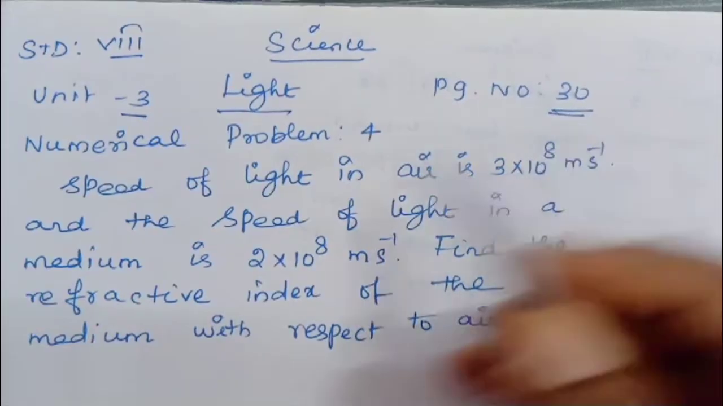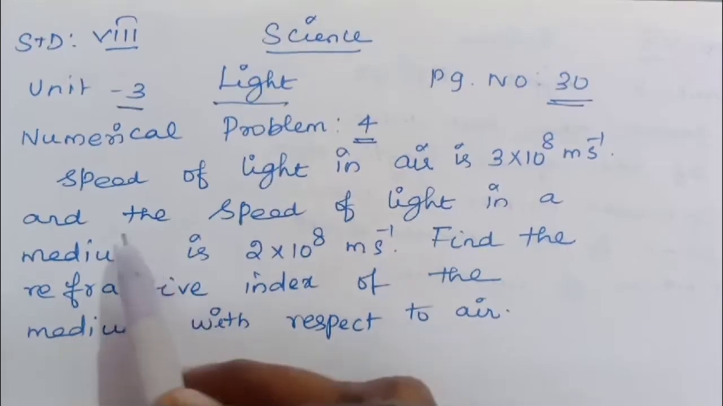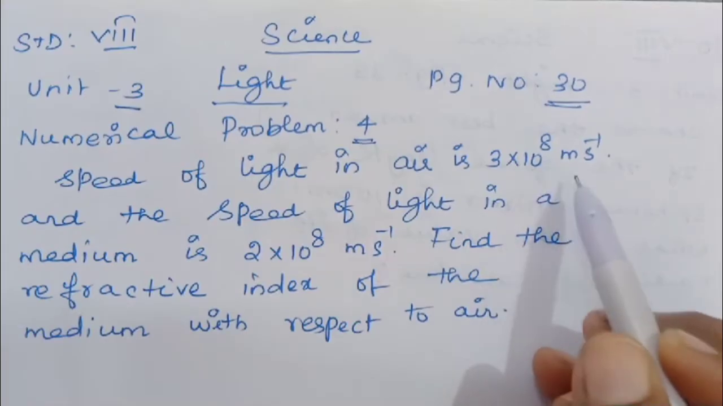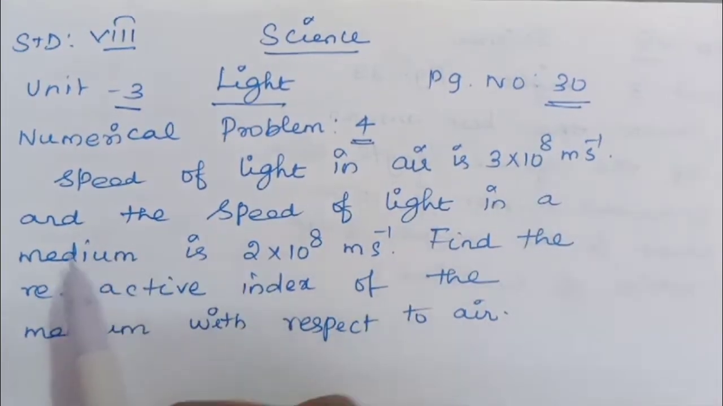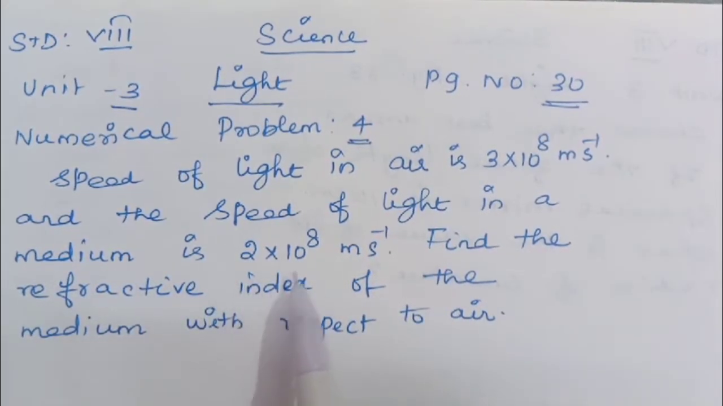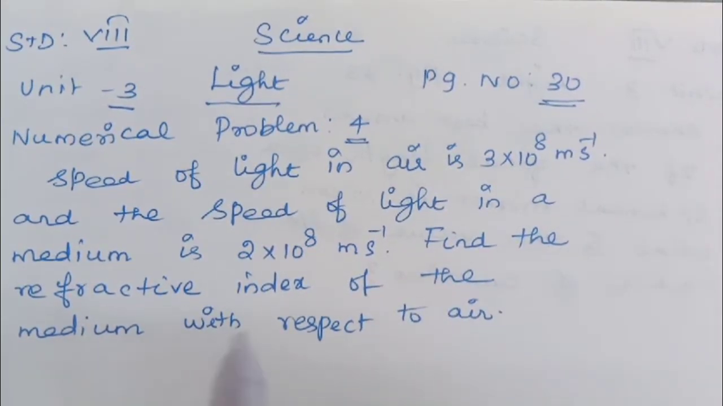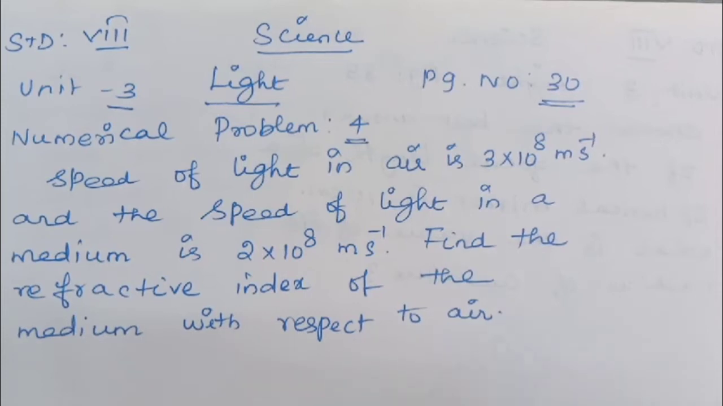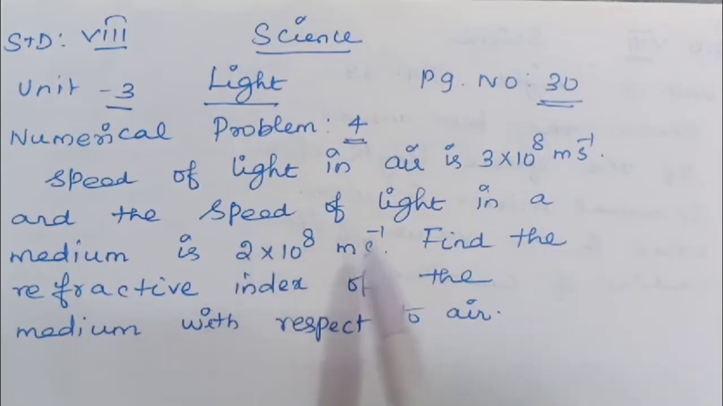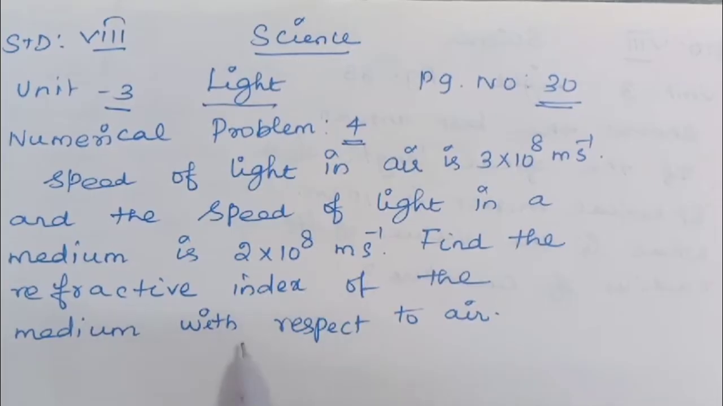Page number 30, numerical problem number 4. The problem is, the speed of light in air is 3 into 10 to the power 8 meter per second, and the speed of light in a medium is 2 into 10 to the power 8 meter per second. Find the refractive index of the medium with respect to air.